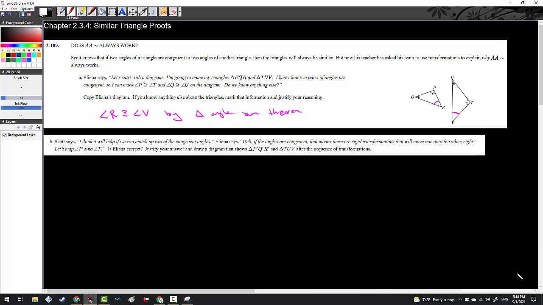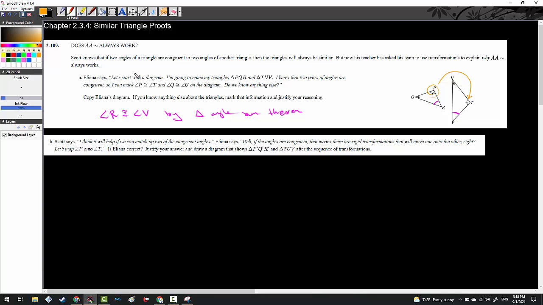And in part B, it says, Scott says, I think it will help if we can match up two of the congruent angles. So Eliana says, well, if the angles are congruent, that means that the rigid transformations will move one onto the other. So we're going to map angle P onto angle T. What Eliana is trying to tell us is that she's going to take this angle here and map it over here. That way the triangles fit inside of each other.